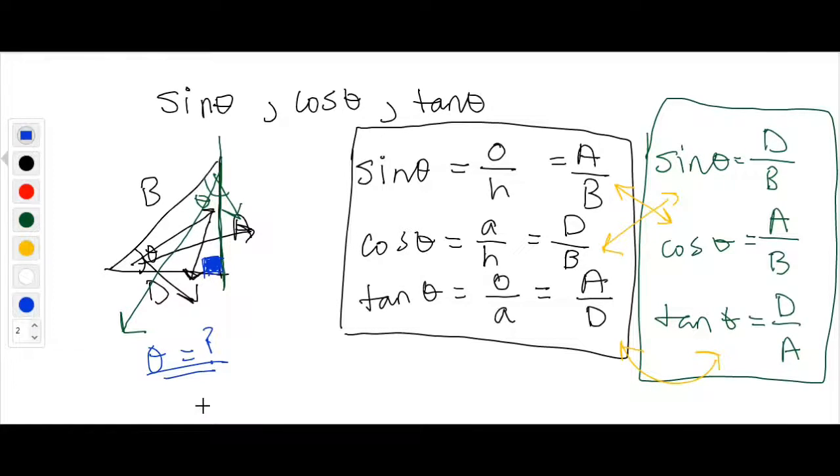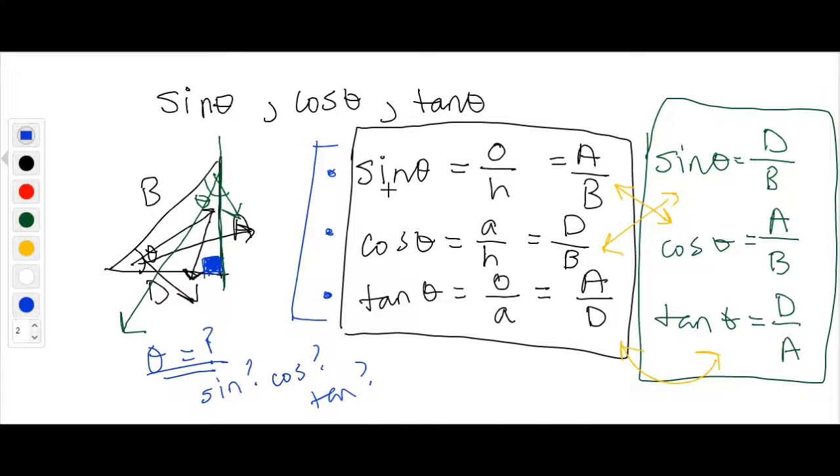You also have to ask, what are they looking for? Are they looking for sine, cosine, or tangent? Because these three things give you different examples of what they would be looking for. Like if they're asking for sine, it'd be opposite over hypotenuse.